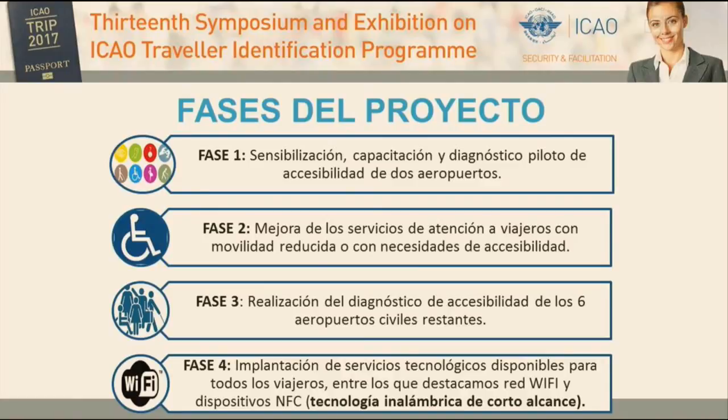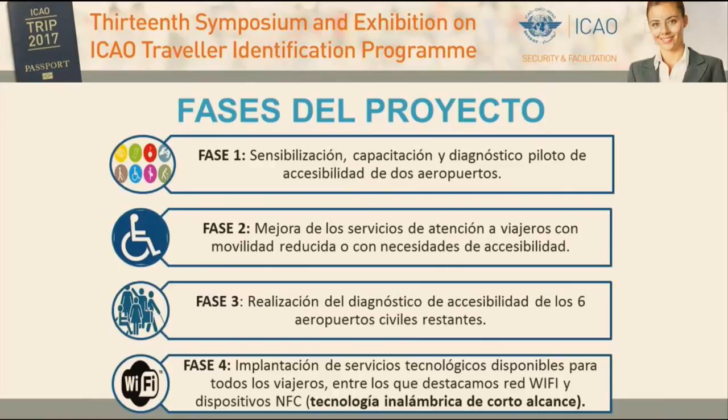Sometimes you want to give them a great deal of assistance, but sometimes they want to have accessibility so they can do things themselves. So our aim is to have Braille, for example, to help them to be able to get around the airport. And we want to have a consistent approach. There's also the question of improving assistance services to travellers with reduced mobility and accessibility necessities. And then phase 3 is conducting the accessibility assessment.